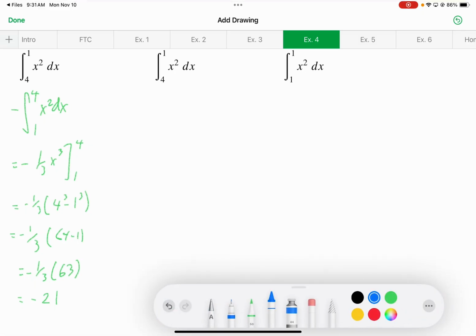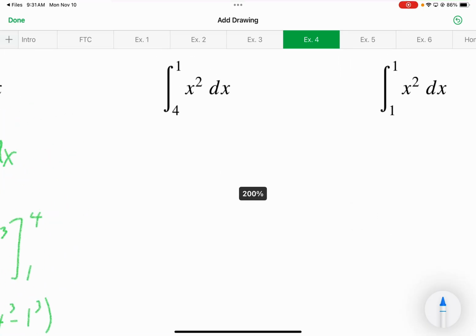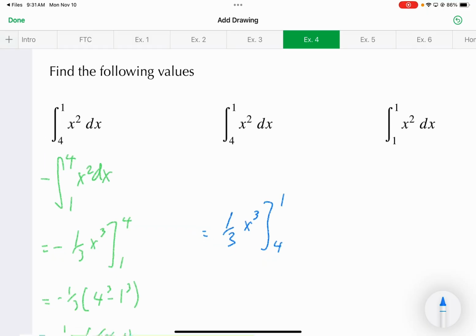All right, let's do it where we ignore the property and we just evaluate it as if we would have normally. So we get 1/3 x cubed evaluated from 4 to 1.